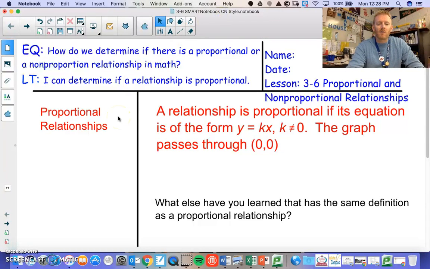This should sound somewhat familiar as to what we've done already throughout this chapter. Alright, so a big learning target. We're hoping at the end of this lesson you can actually say these words: I can determine if a relationship is proportional or not.